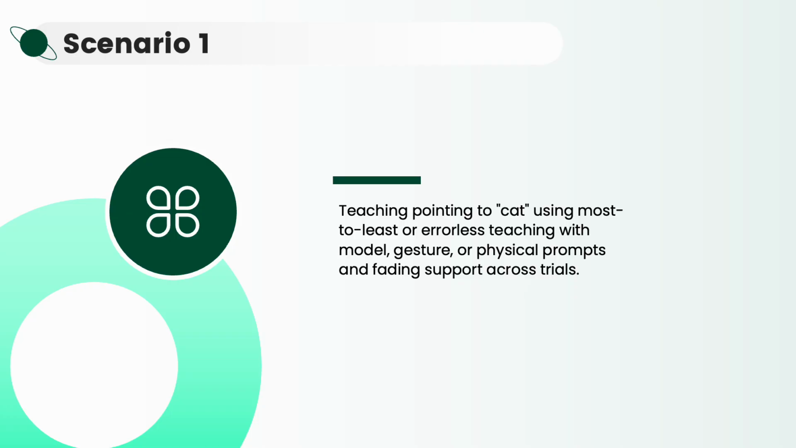For our first trial, you say, touch cat, and immediately you provide a model prompt or possibly physical guidance to touch the cat. The learner responds correctly, and you reinforce. Now here's the key question. What do you do on the next trial? Do you A, do the exact same prompt again, B, reduce the prompt, or C, wait and see what happens?